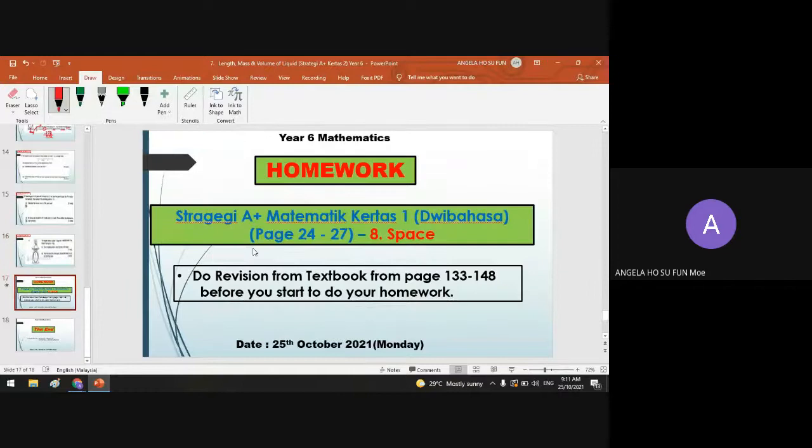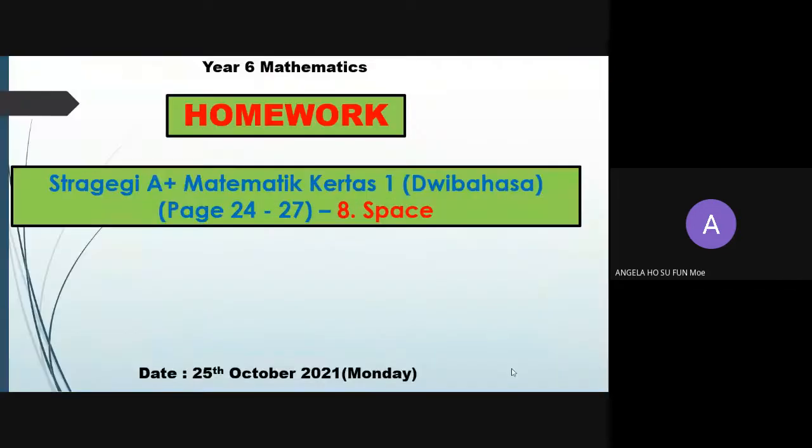Right, so your homework. What is your homework here? Please do your paper 1, regarding the topic of space, from page 24 to 27, objective questions. Please complete this before Friday. Don't say, oh, now today is only Monday, Friday still got long time to go, I can rest first. No, if possible, after this you straight away do it. Don't waste your time to postpone all your homework.